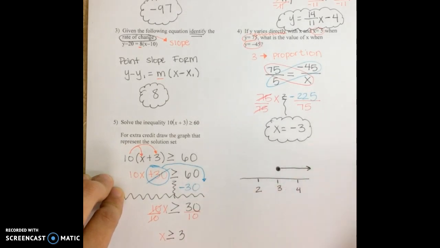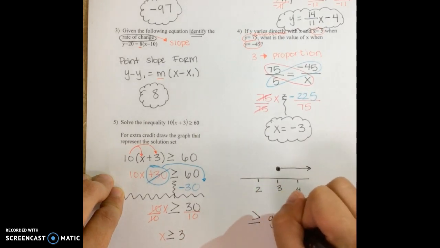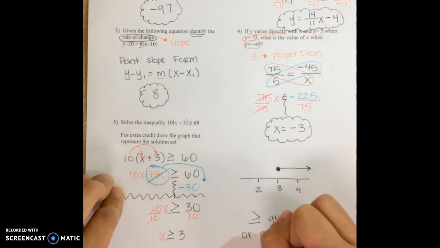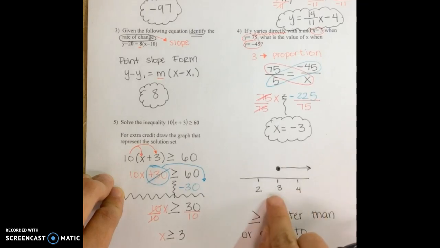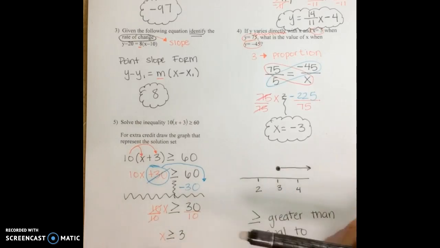You can also remember that this means greater than or equal to. So you are making the statement that x can be any number that is bigger than 3 or equal to 3. Does 4 fulfill that? Yes, that's why it's going towards the right.